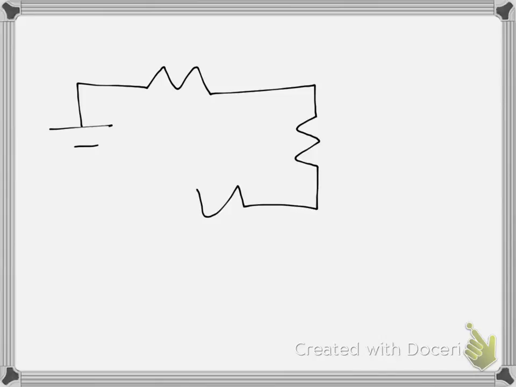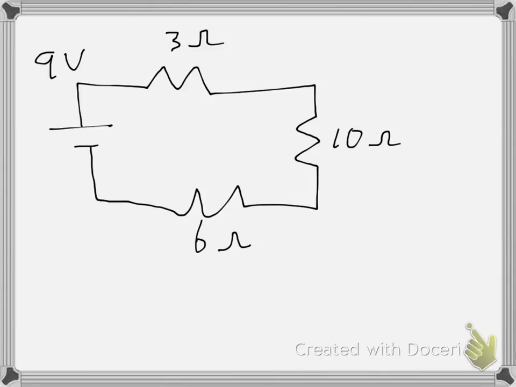Okay, this video is about series circuits. So I'm going to draw a series circuit. Alright, let's give it some values: 9 volts, 3 ohms, 10 ohms, and 6 ohms. We'll call this resistor 1, resistor 2, and resistor 3.